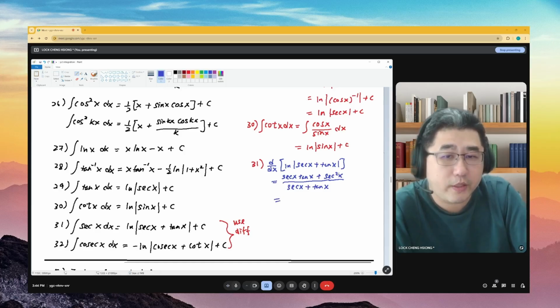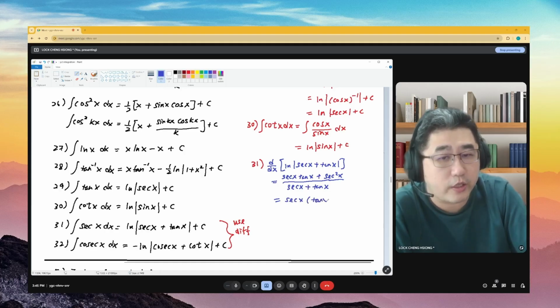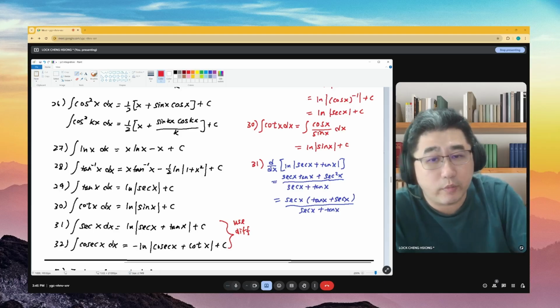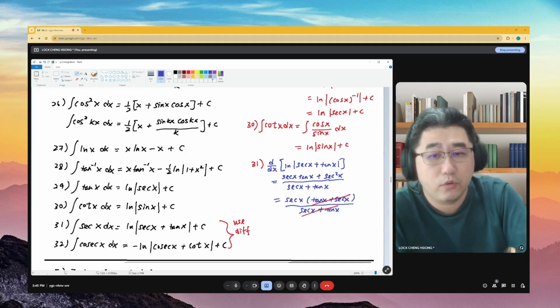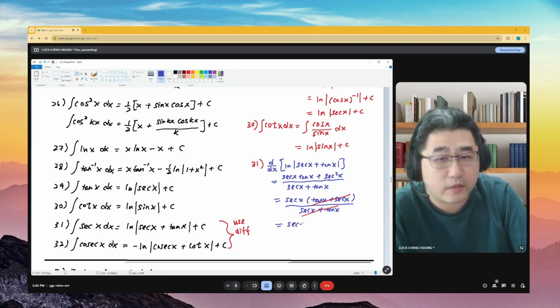What happens next is that on top I have secant and secant, the same thing that I can factor out. Therefore I have secant x times tangent x plus secant x. Then the bottom I also have secant x plus tangent x. You will see that the top and bottom have exactly the same thing, therefore they can be cancelled off. Hence what I get is secant x. Done. Since integration is a reverse process, integrate of secant will give us ln of modulus secant x plus tangent x.